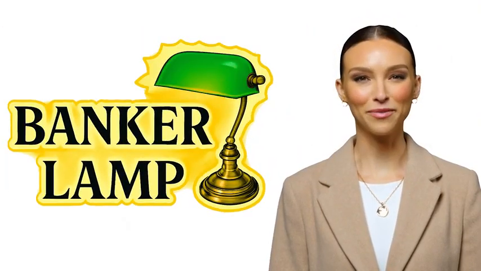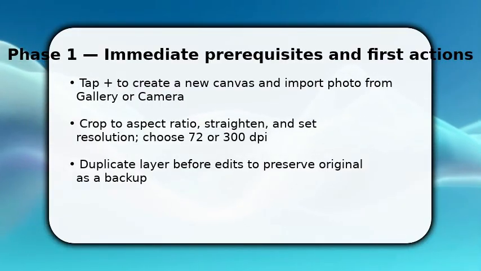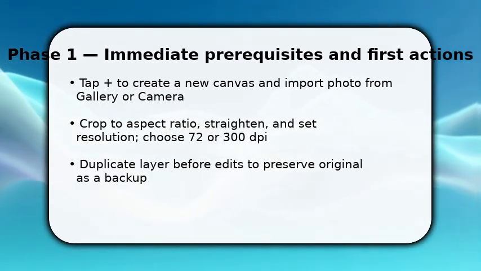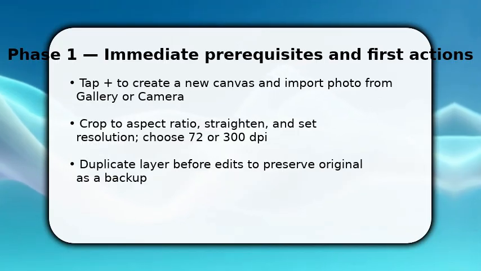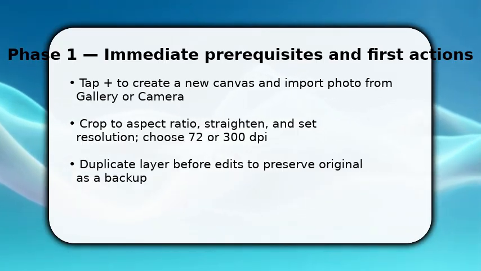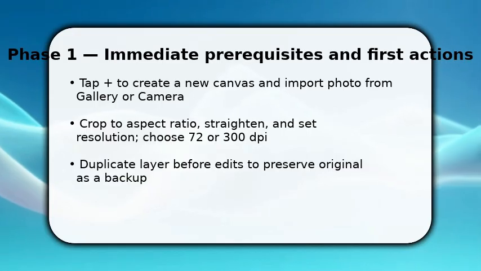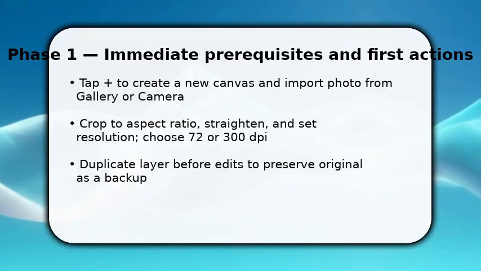Please enjoy the video. Start by opening Picsart and importing your image. You want a clean workspace. Once loaded, crop to the final frame and straighten horizons. This fixes composition early. Make sure to duplicate the layer immediately so you can revert if needed. It's a simple insurance move.